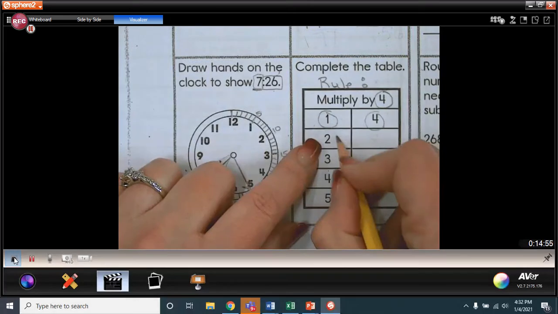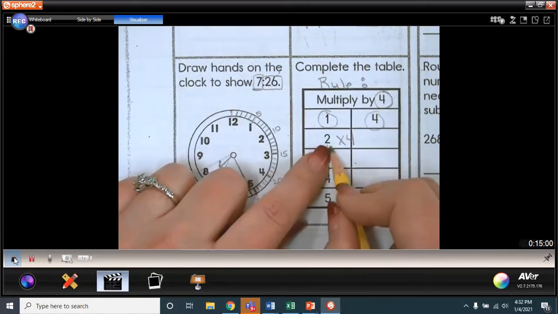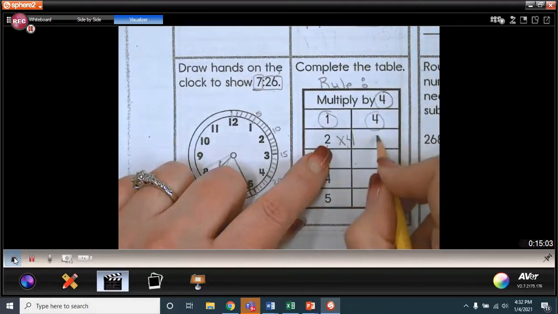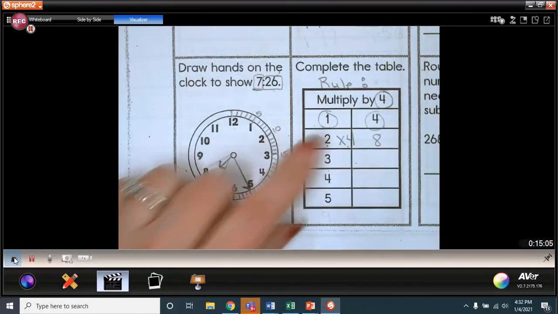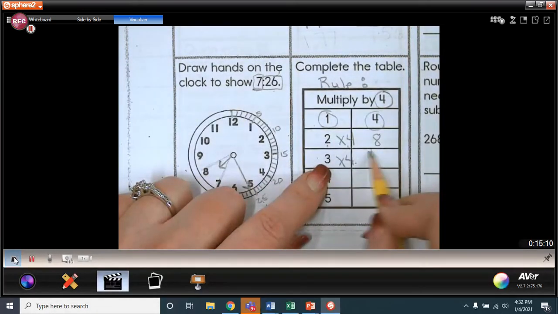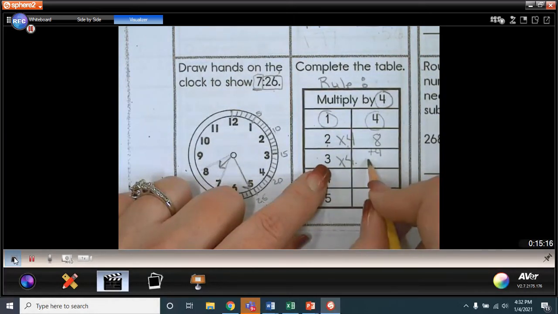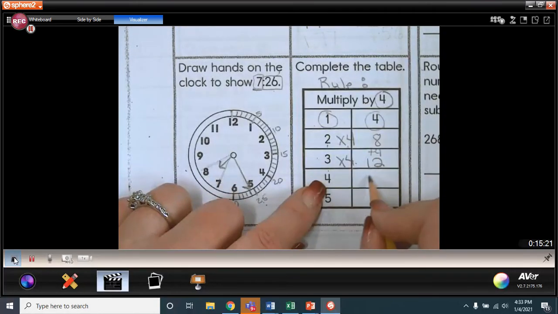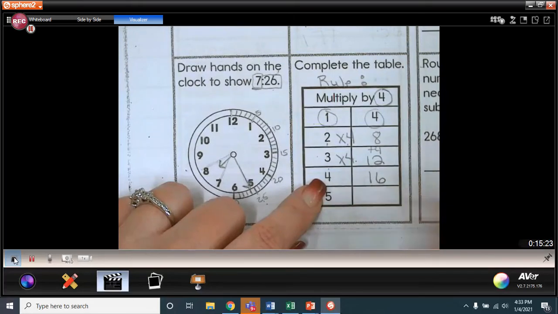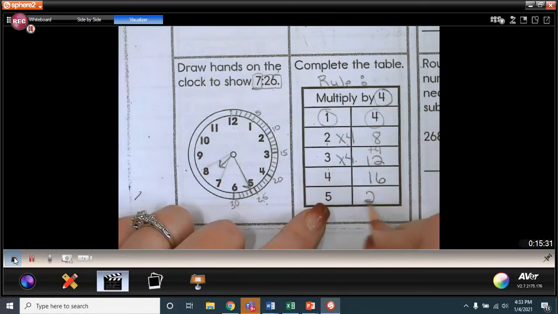So I have 2 groups of 4. My input is 2 groups. If I have 2 groups and there's 4 in each group, that means I have an output of 8. I have 3 groups of 4, which means I can add another group of 4 here. 3 groups of 4, we're multiplying by 4, that gives me 12. 4 groups of 4 is going to be 16, which means I'm adding another group of 4 to my last product. And 5 groups of 4 is going to be 20.